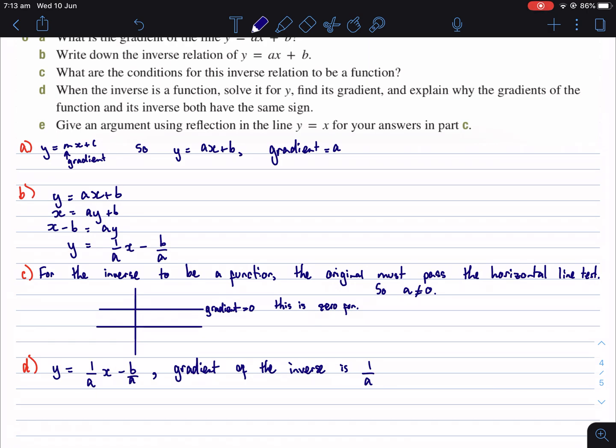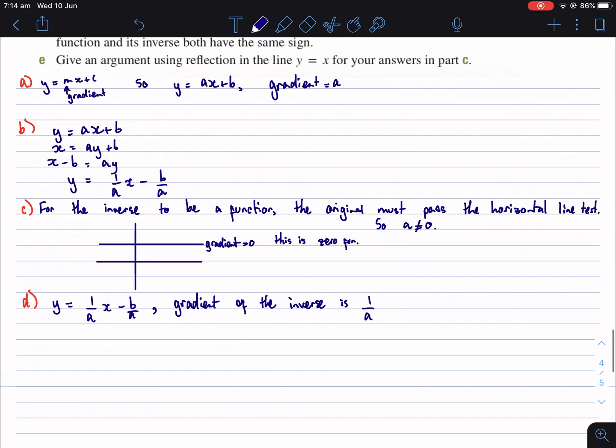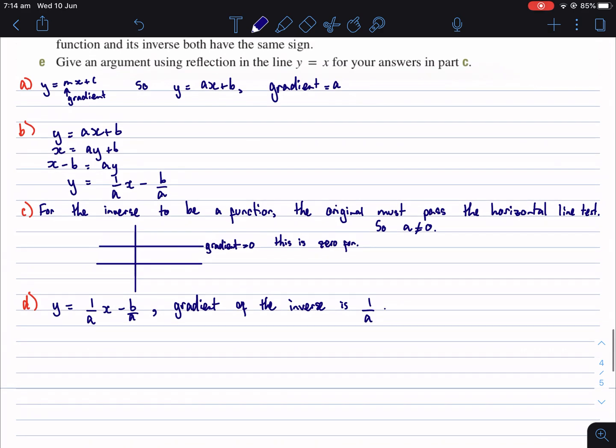Explain why the gradients of the function and its inverse both have the same sign. Well, it's because we're reflecting around y equals x. We're not... it's because it's the reciprocal. We're just doing 1 divided by. We haven't changed the sign at all.